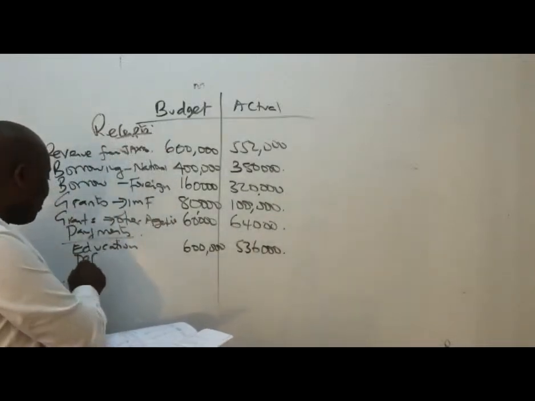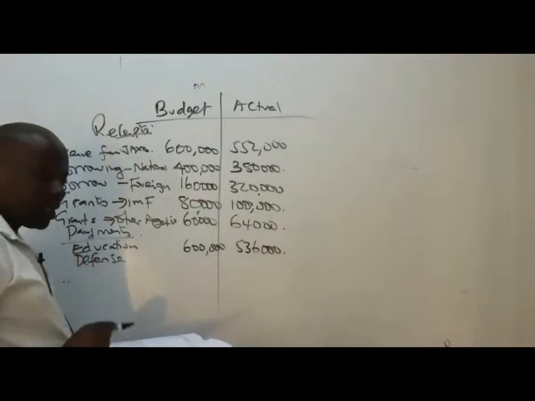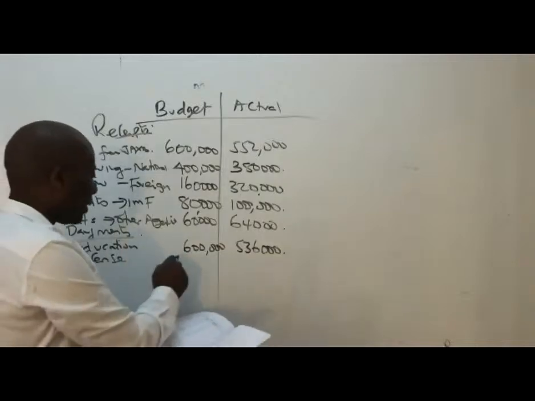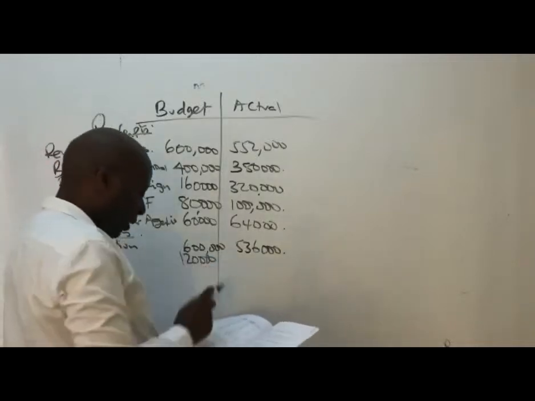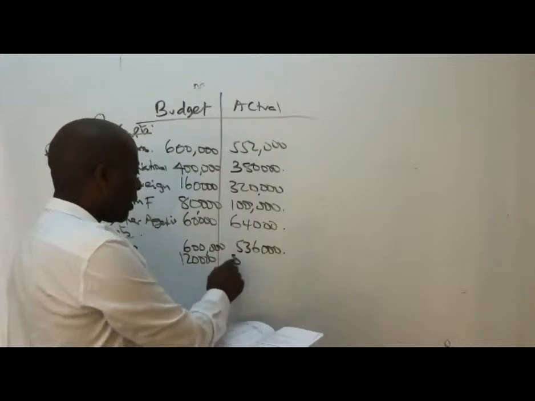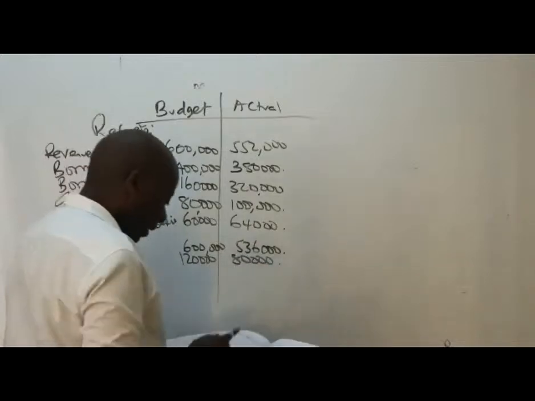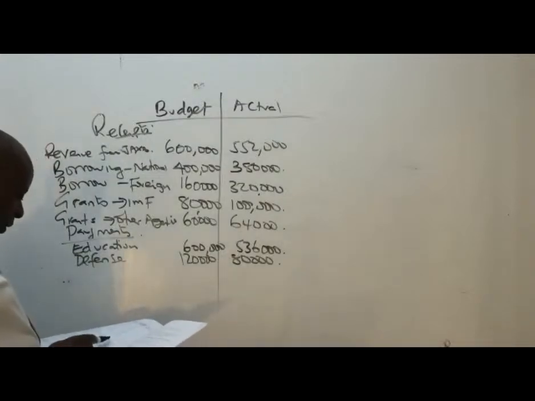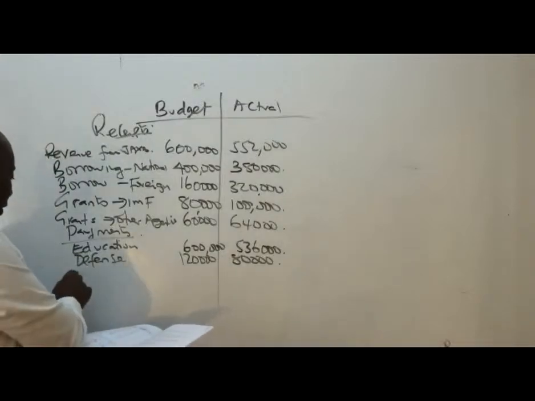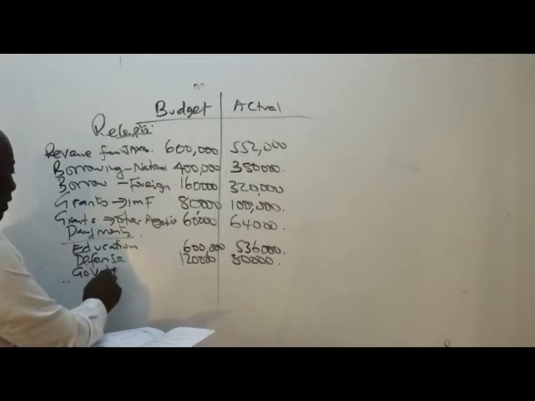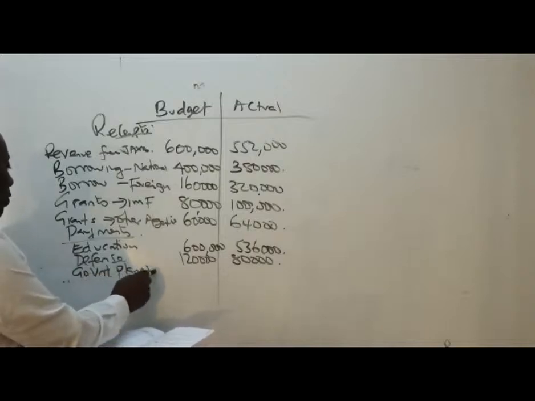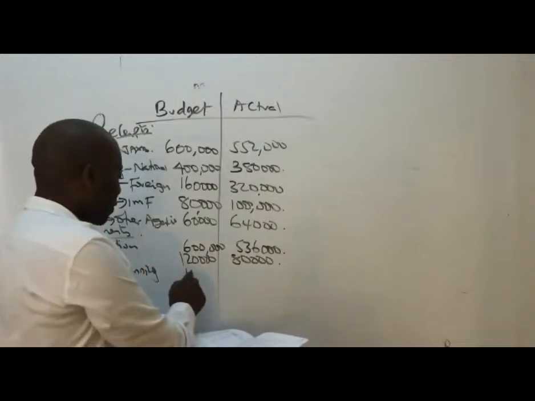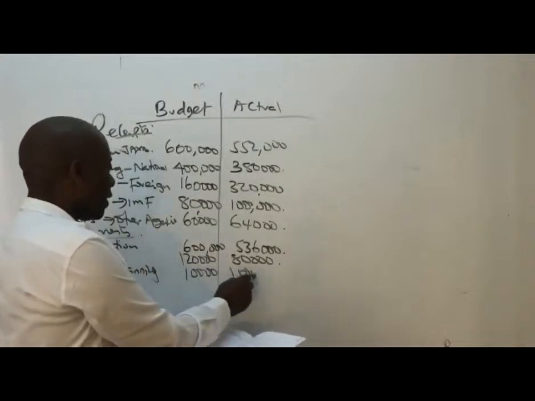Defense, perhaps we have some security project, 120,000. That was the budget, but we ended up paying 80,000. Then we have a government, government planning costs for government transitions, like transition to county governments, 10,000 versus 15,000.